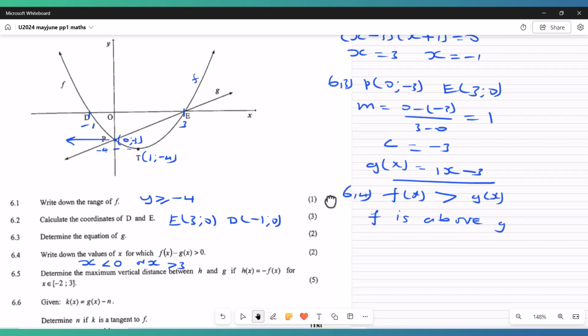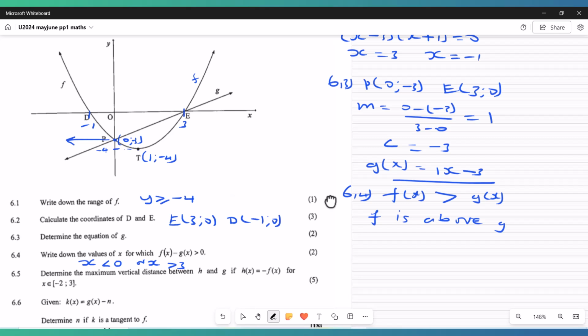Now they say here to determine the maximum vertical distance between h and g if h of x equals -f of x for the interval from -2 somewhere here to 3. So now looking for the vertical distance between h and g, where they say h of x equals -f of x. Now to get our h of x, actually we are reflecting f of x along the x-axis.